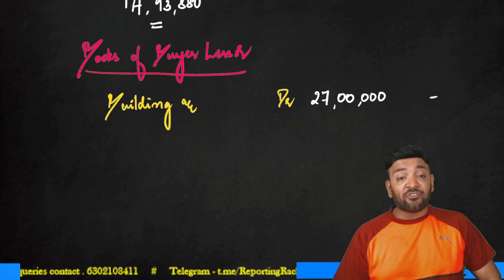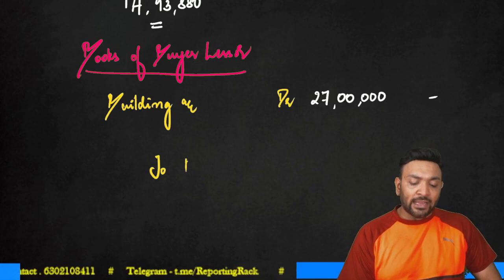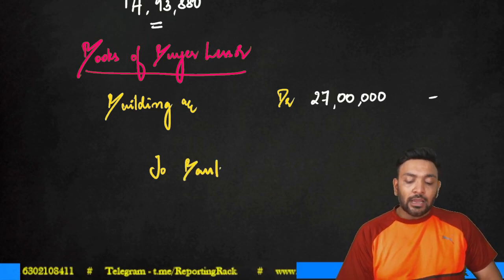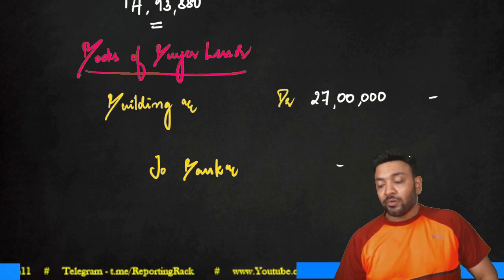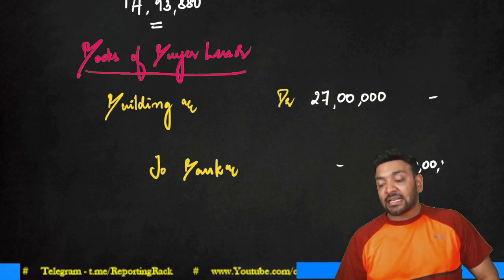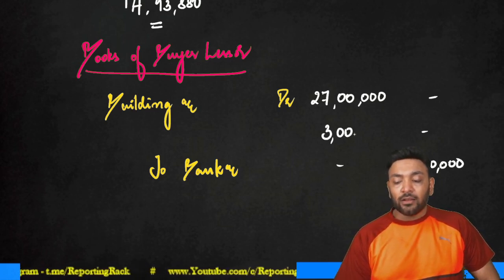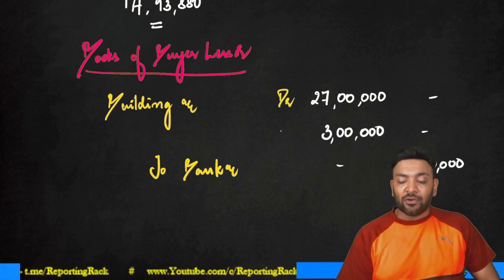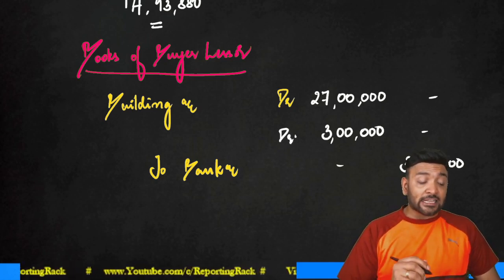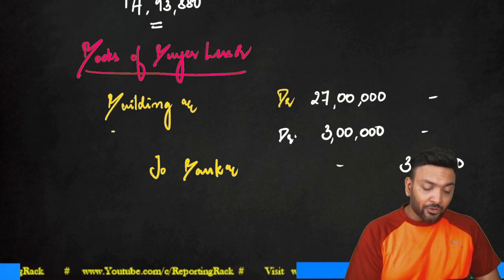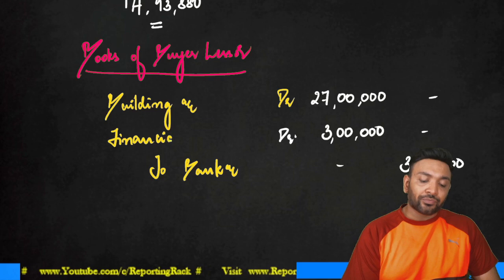But how much did I pay for this? My payment towards this to bank, I paid about 30 lakhs for this. I paid 3 lakhs extra. What is the 3 lakhs extra payment which I made? The 3 lakhs extra payment should be considered as my deferred finance income, or I'll consider it as financial asset.